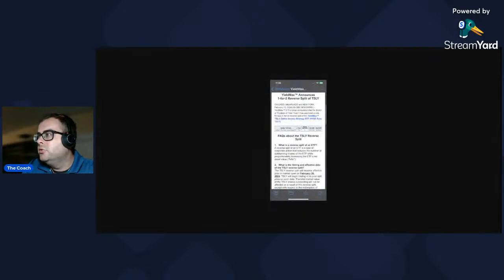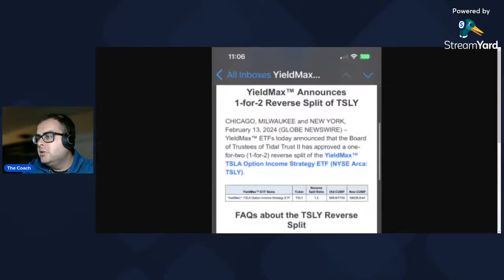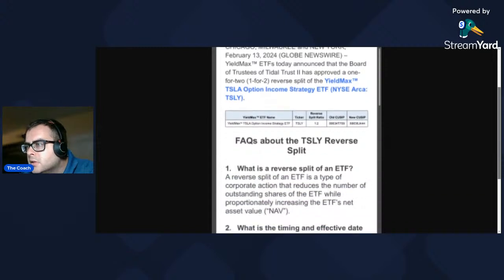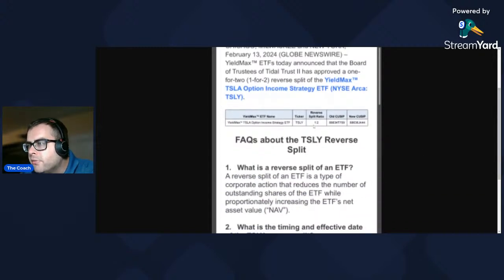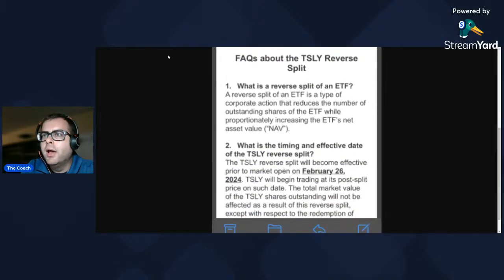So, first screenshot we have here, and I should be able to zoom in, and we should be fine. Okay, please don't be blurry on me. I'm not sure why this is blurry. Anyway, this is reverse split ratio, 1 for 2. We did go over this already. Type of corporate action. It's funny how they word that. Okay, so there is that. I'm going in reverse order on my screenshots here.